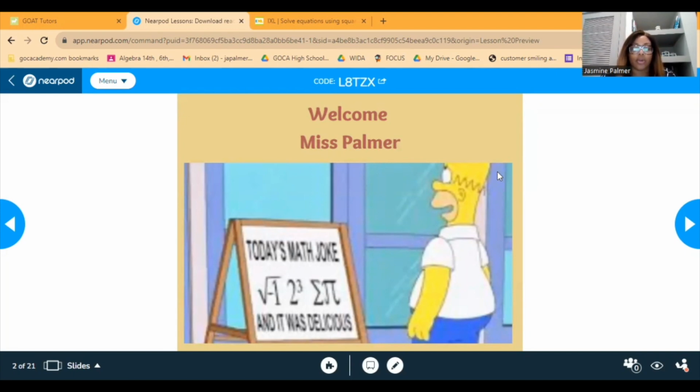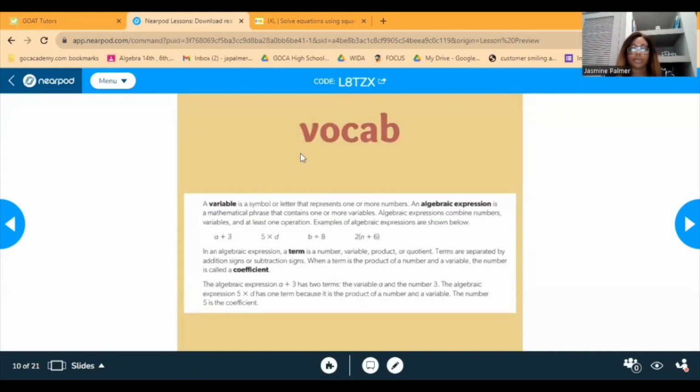Today, we're going to go over combining like terms and what are like terms. For us to understand like terms, we have to understand what a variable is. A variable is a symbol or letter that represents one or more numbers. For example, if we have 5x, x would represent the variable, and 5 represents the coefficient.